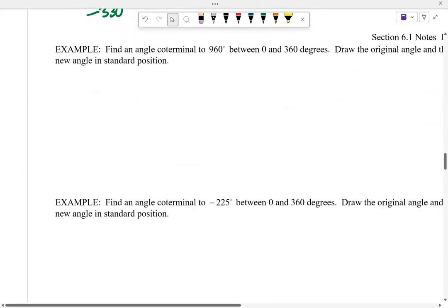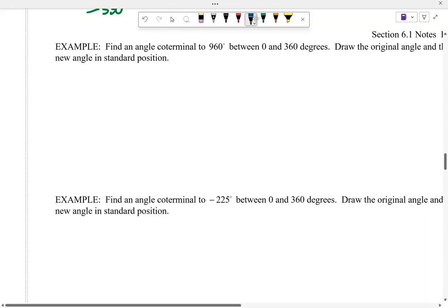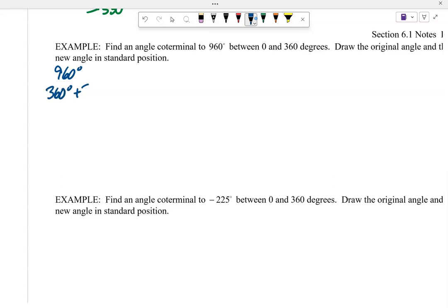So let's do one. Find an angle coterminal to 960. Well, 960, let's draw this for a minute. 960 degrees. Well, that's 360, that's around once, plus another 360. 360 plus 360, 720. Well, what's left over to get to 960? 960 minus 720, what's that give us? Yeah, 240 exactly. It's 240 degrees.